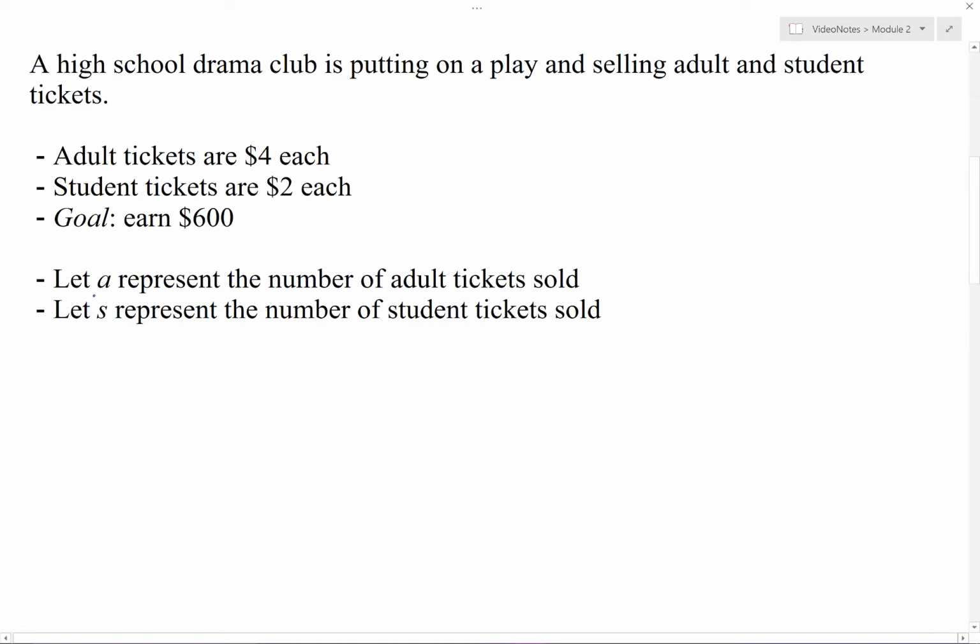We will let the variable A represent the number of adult tickets sold, and we will let S represent the number of student tickets sold. Since the club charges $4 per adult ticket, 4A represents the total earned from selling A adult tickets. Similarly, 2S represents the amount earned from selling student tickets. And therefore, 4A plus 2S represents the total earned from selling adult and student tickets. Now, the club's goal is to earn $600 total. Therefore, they are looking for combinations of A and S that make this equation true.